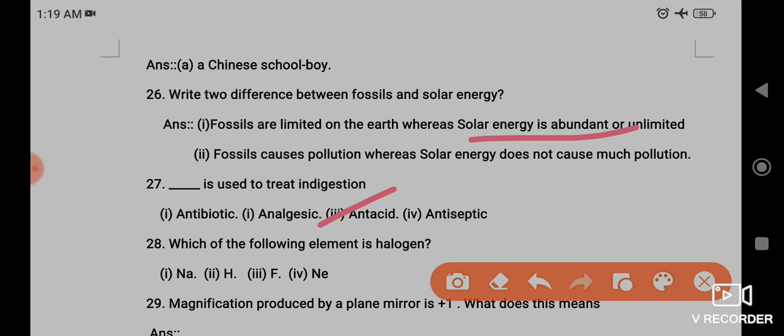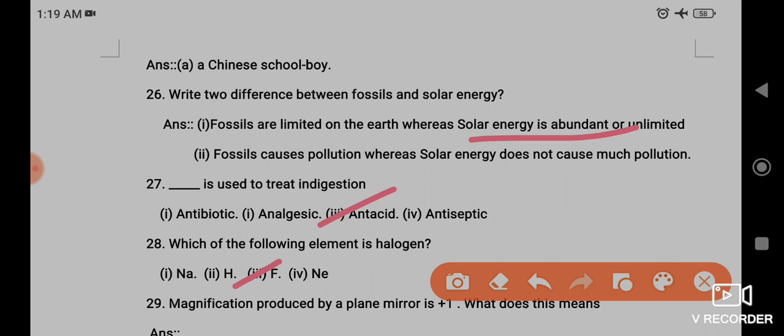Then next, 28: which of the following elements is a halogen? All of you know that group 17 is called the halogen group. Halogen means elements whose names end in -ine, fluorine, chlorine, all these. So out of these, option number 3 will be the answer, fluorine, F.